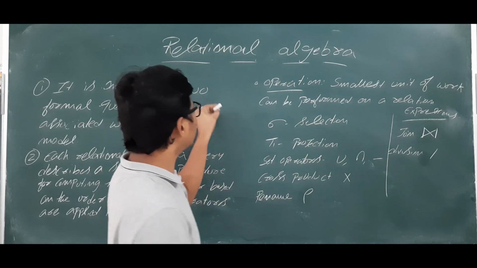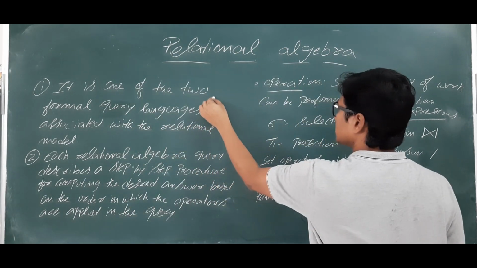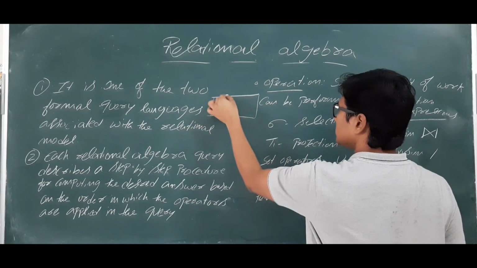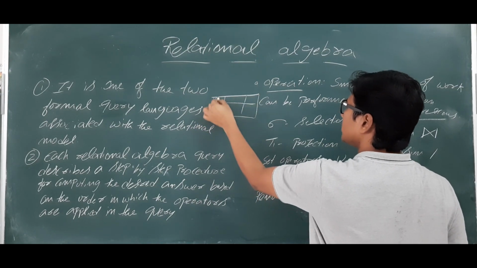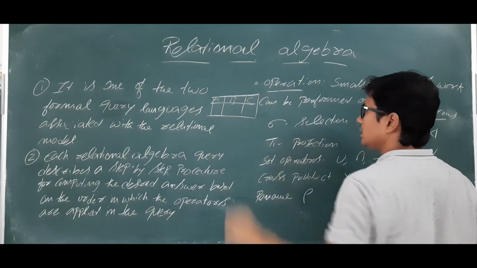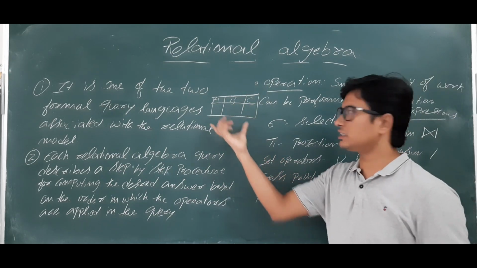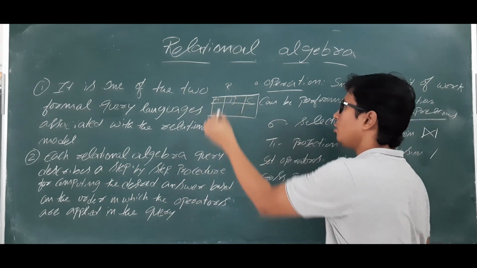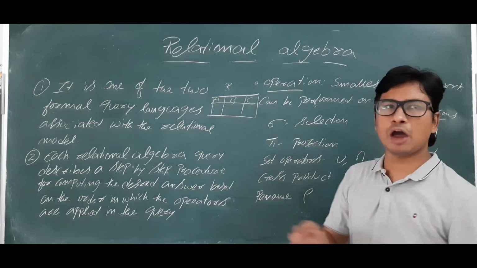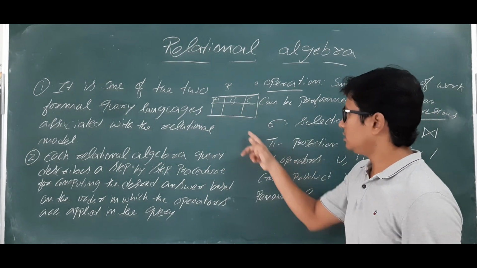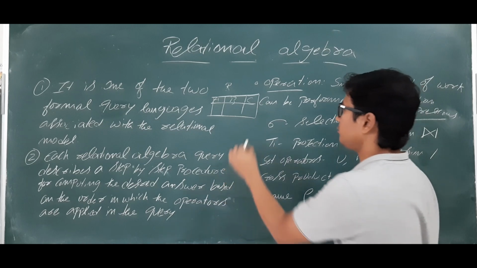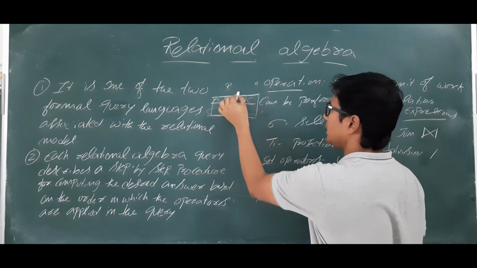If you have a relation, what is the meaning of a relation? In SQL we call it a table; here we call it a relation. Is it clear? If you have a relation R, a relation will have tuples and attributes, am I right or wrong? That is, the rows and the columns.